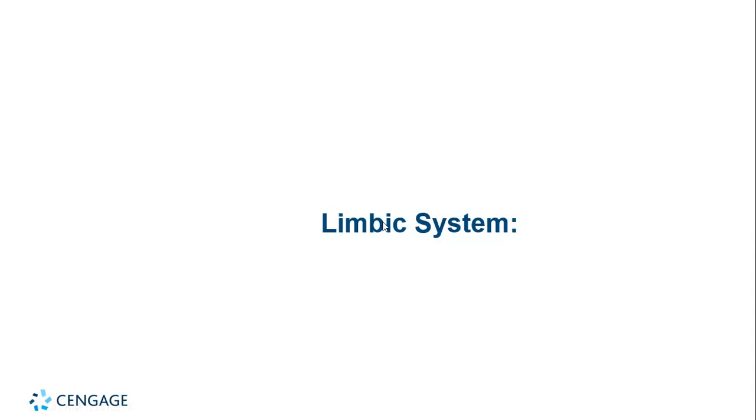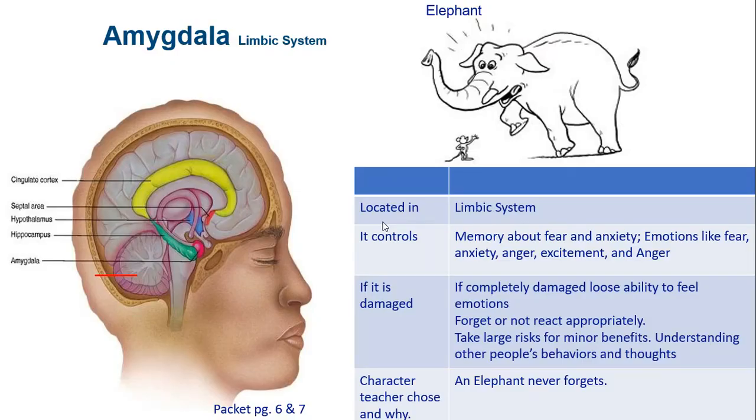Now I want to talk a little bit about the limbic system. Your limbic system is in the center of your brain. So you're seeing the brain here kind of split in half, and the limbic system is right in the middle. And everything that's on the left hand side is also going to be on the right hand side. So it's just like your neocortex that has two parts to it.